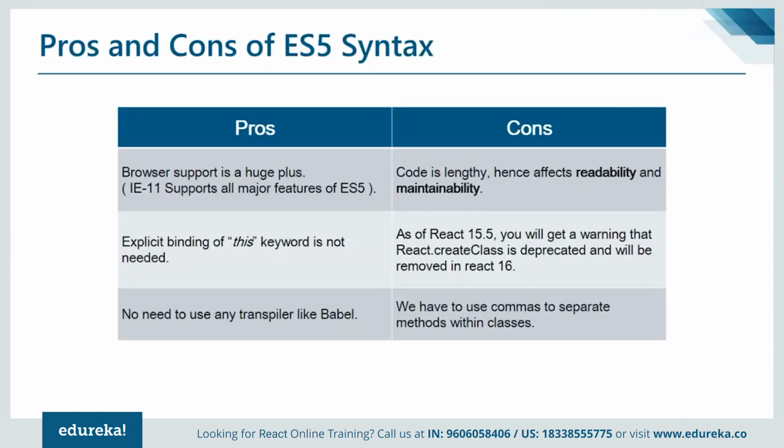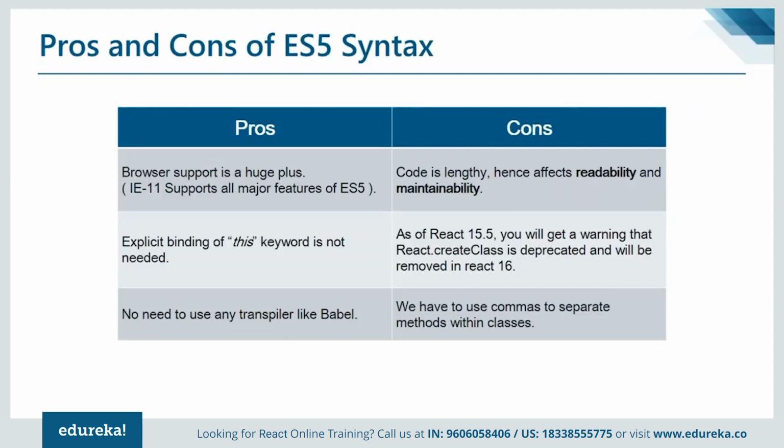Now let's talk about the pros and cons of ES5 syntax. What are the pros? It has browser support, which is a huge plus, since ES6 is very new and many browsers do not support ES6 code as of now. Explicit binding of the this keyword is not needed. In ES6 classes, explicit binding of this is required. And in the latest version of React, 16.0, and before that 15.5, explicit binding is not required. There is no need to use any transpiler like Babel. Babel is a transpiler, or you can say a JavaScript compiler, so there is no need.